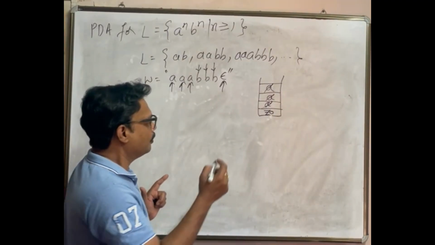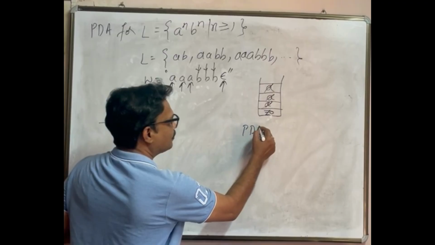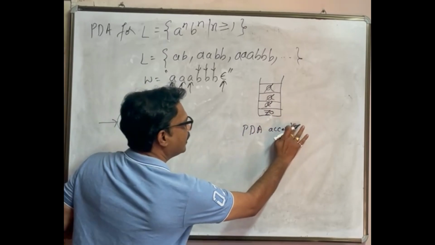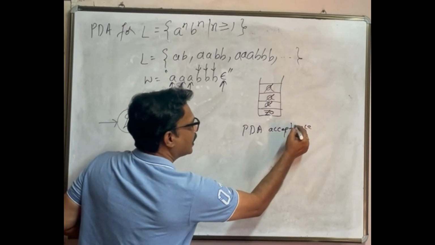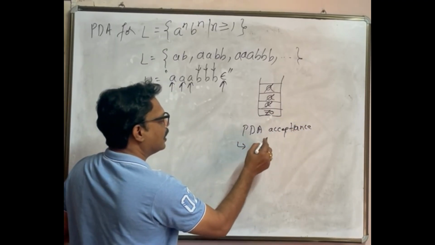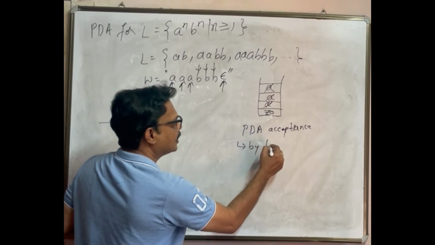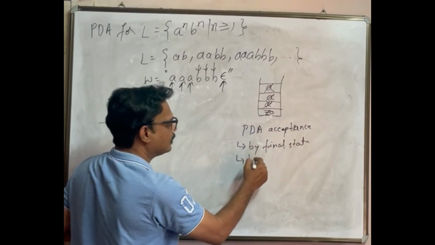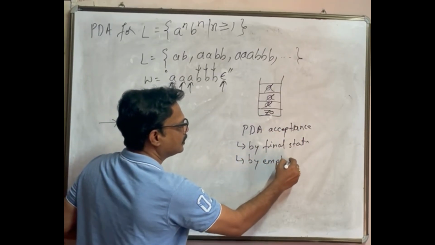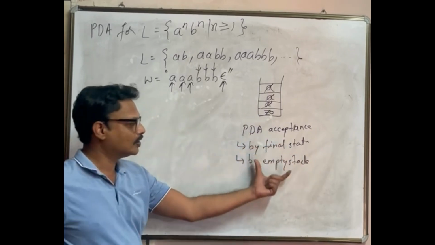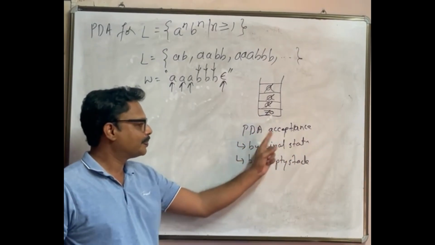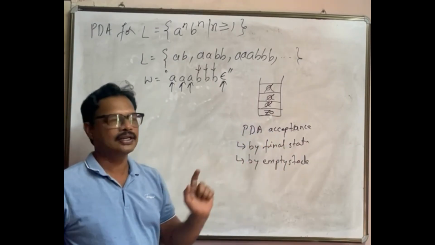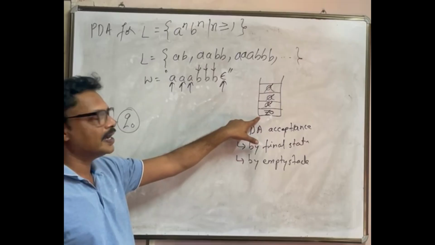Now, a PDA accepts a string on two conditions. So PDA acceptance will be by final state or by empty stack. Either of the options will hold: PDA acceptance by final state, PDA acceptance by empty stack. And here the PDA acceptance is by empty stack.